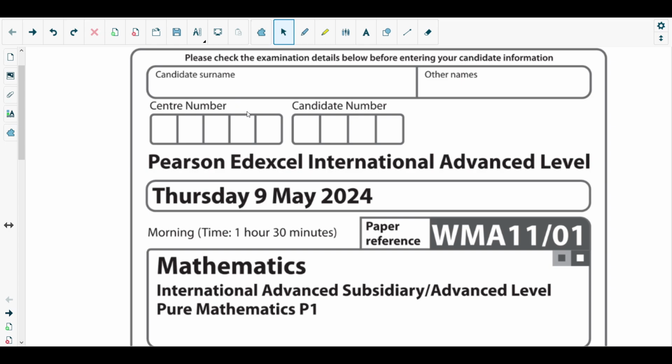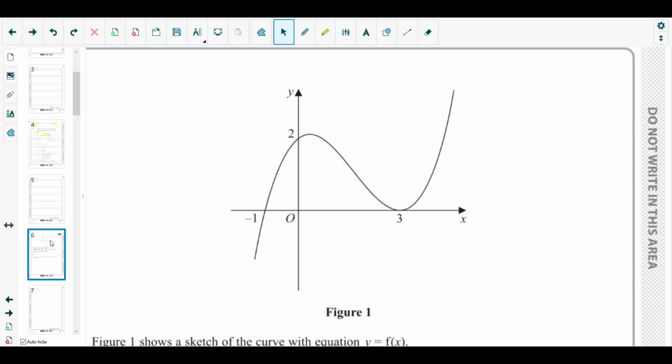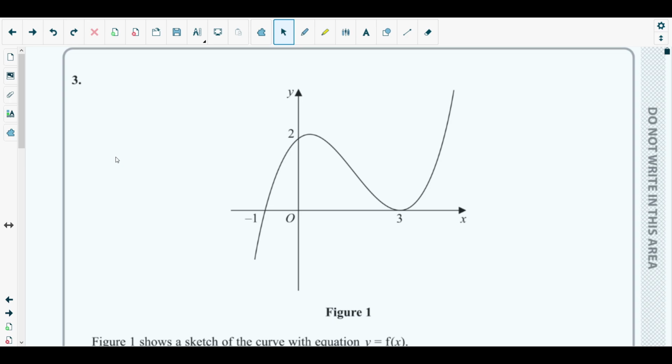In this video we will be solving the third question from the May 2024 P4 P1 paper. So let's see what question number 3 is about. The concept behind question number 3 is discussed in chapter number 4, that is graphs and transformations, of your P1 textbook.